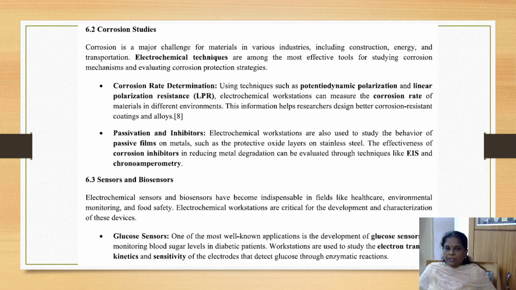Then passivation and inhibitors. Electrochemical workstations are also used to study the behavior of passive films on metals, such as the protective layers on stainless steel. The effectiveness of corrosion inhibitors in reducing metal degradation can be evaluated through techniques like EIS, electrochemical impedance spectroscopy, and chronoamperometry.